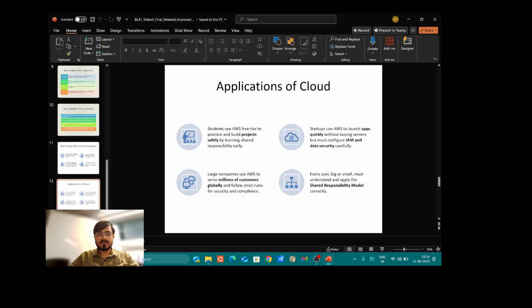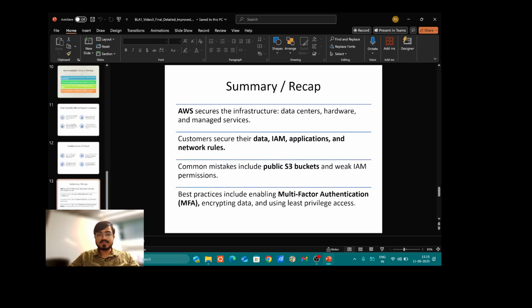Next one is applications of cloud. Shared responsibility applies to everyone. Students use the AWS free tier for projects, but they must secure their files and IAM users. Startups use AWS to launch apps quickly, but need to configure IAM and data protection carefully. Large companies use AWS for millions of customers, so they follow strict compliance and regulation. No matter who you are, you must follow the shared responsibility model.